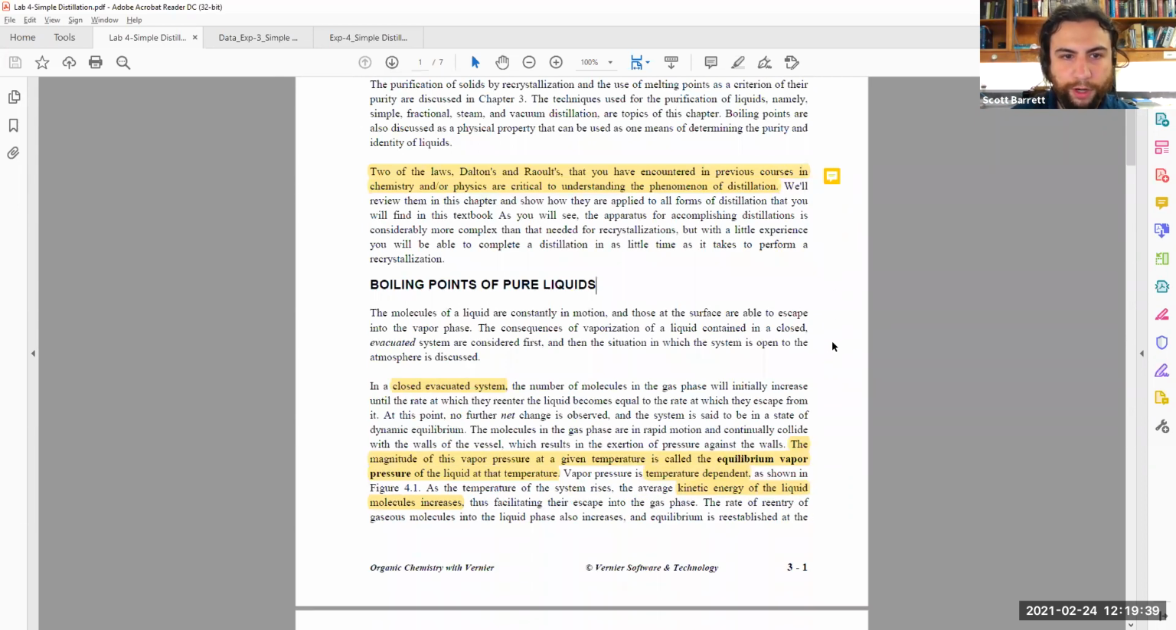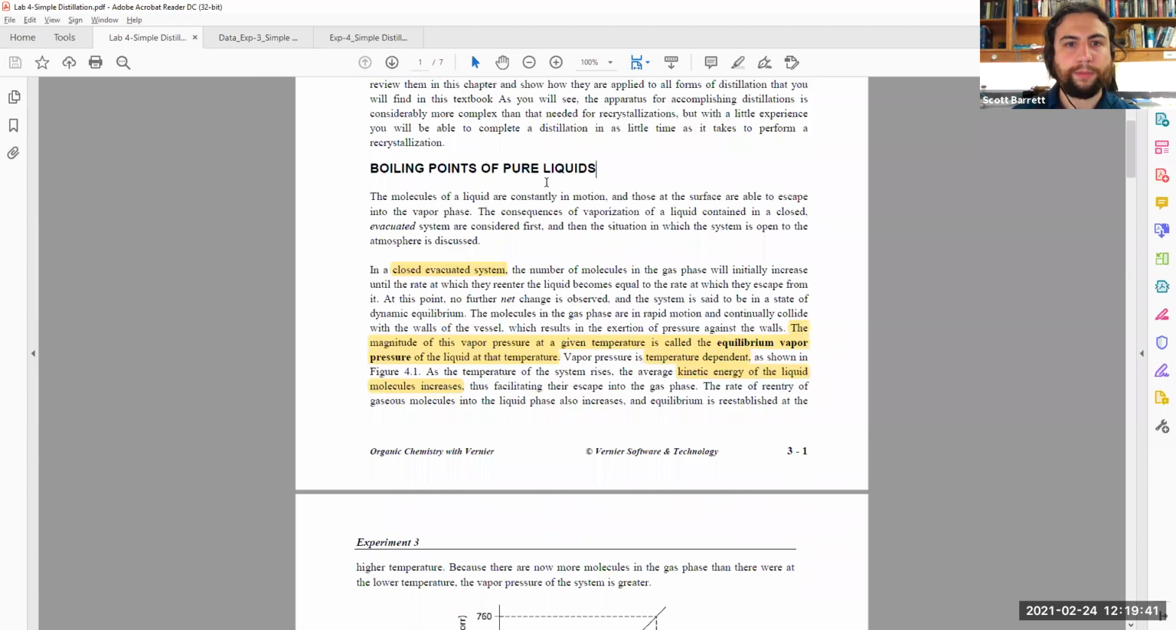So going forward, for the concept of boiling point itself, we are looking at a closed evacuated system, the theoretical box that I was speaking about. And we'll want to look at the idea of equilibrium vapor pressure. The magnitude of vapor pressure at a given temperature is called the equilibrium vapor pressure of the liquid at that temperature.